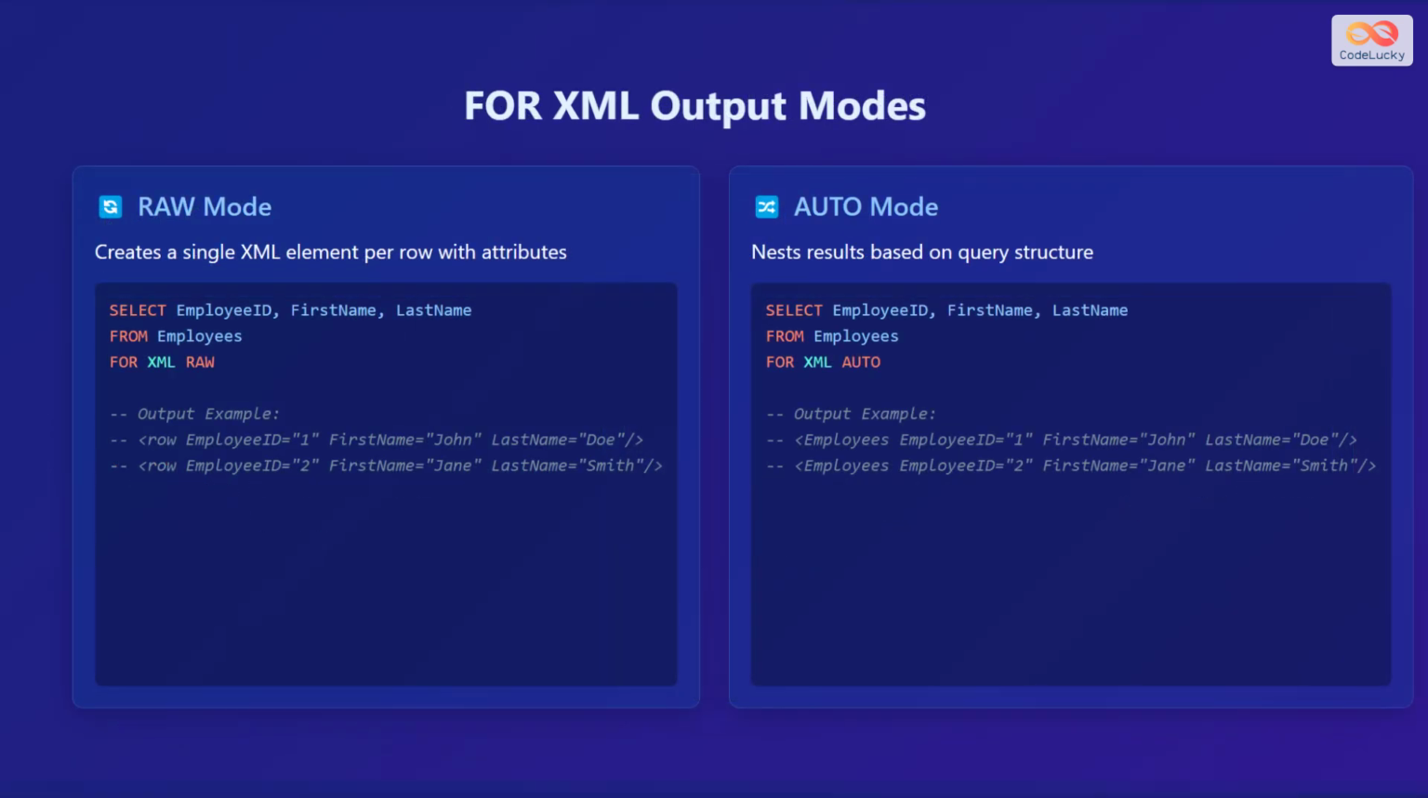The FOR XML clause has different output modes. First, raw mode. It creates a single XML element per row, with columns represented as attributes. Here's an example. Select employee ID, first name, last name from employees for XML raw. Second, auto mode. It nests the results based on the structure of the select query. For example, select employee ID, first name, last name from employees for XML auto.